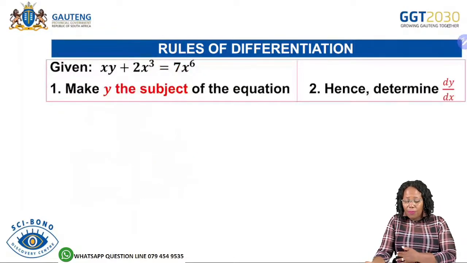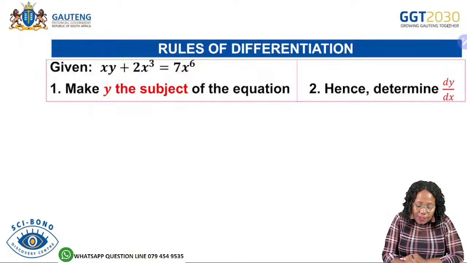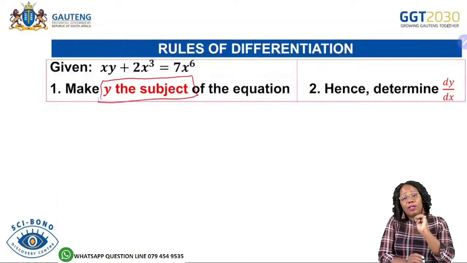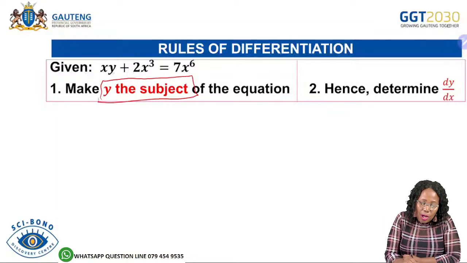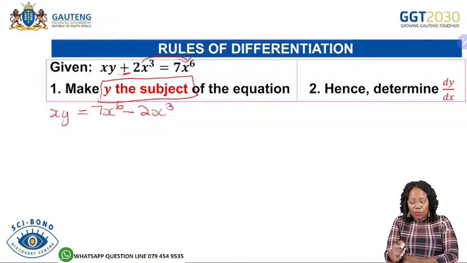And then now followed by the next question. Again, can you see we have the same challenge there? But in this one, we are guided to start by making y subject of the formula. That is the key to your solution, grade 12. So we are going to apply that. If we transpose this to that side, we'll be left with xy this side, of which the right hand side will now be 7x to the power 6 minus 2x to the power 3. This will change its sign to a negative as you transpose.